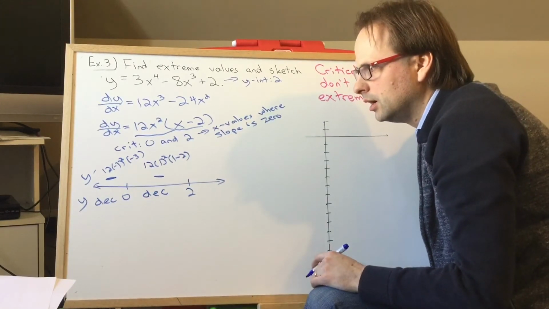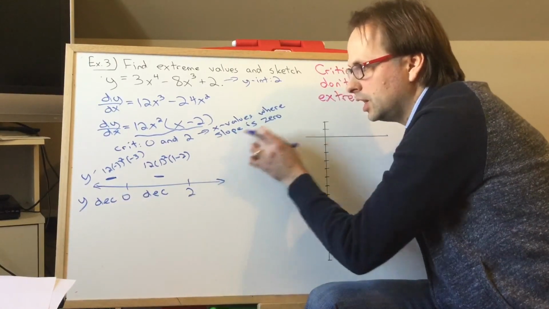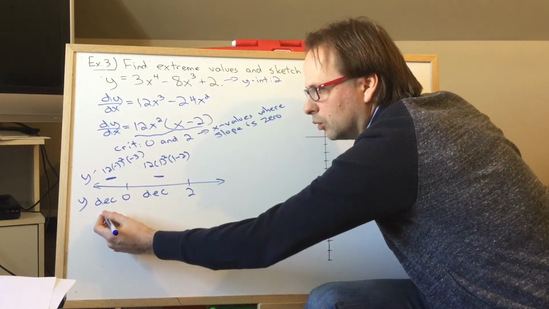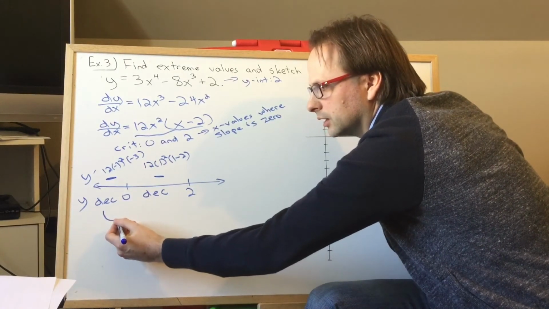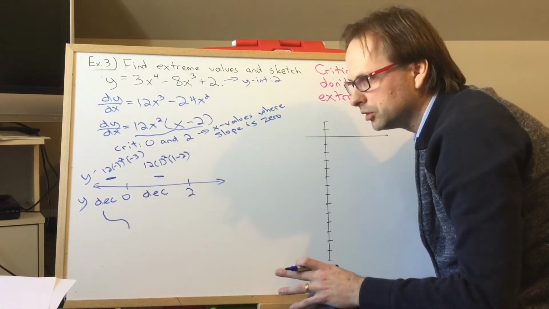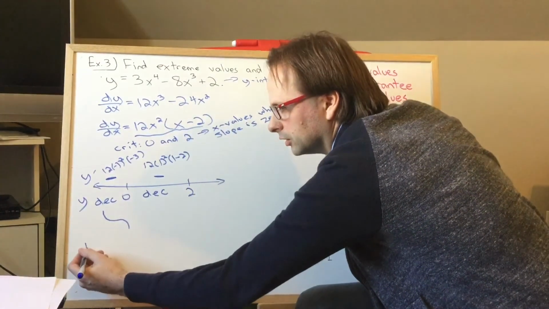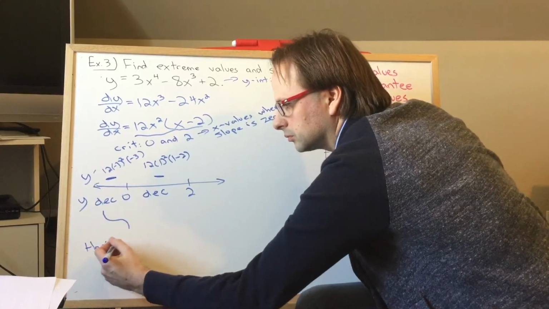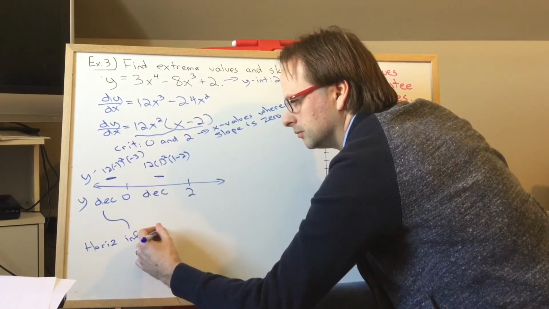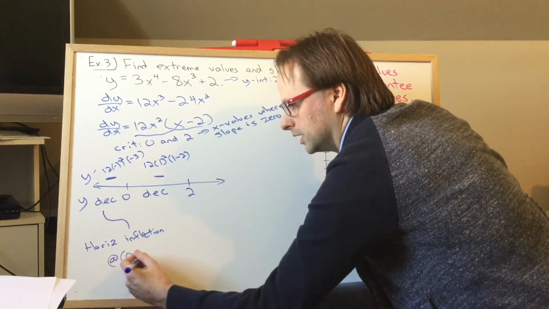So there is not a max or a min here. It goes from decrease to decrease. But it goes from decrease to decrease by passing through a slope of 0. What does that look like? It looks like this. And we've seen those before. We might have called them saddles or hesitations, or really what they are, horizontal inflections. But it's fine with me if you call it a hesitation. And where is that happening? It's happening at 0 something.